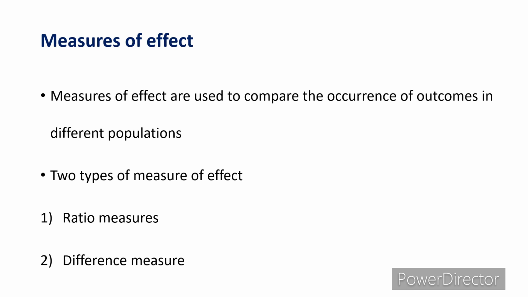Measures of effect. This is the second measure. Measures of effect are used to compare the occurrence of outcomes in different populations. In the first section, we discussed how to measure the occurrence, and here we try to compare those occurrences between two different populations. Two types of measure of effect are there. One is ratio measure and the other is difference measure.